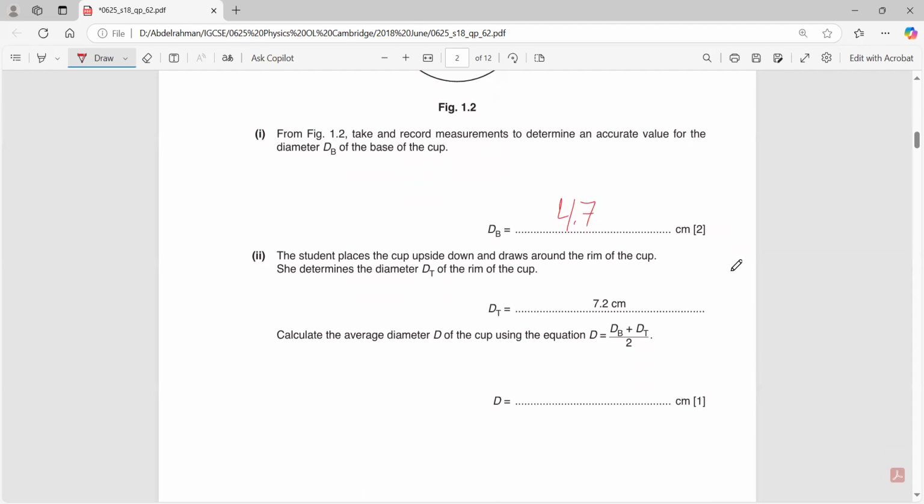When dt is equal to 7.2, can I find the average diameter of d? Yes, I can find the average. Just add 4.7 plus 7.2 over 2. This would give you an average diameter of 5.95 centimeters.